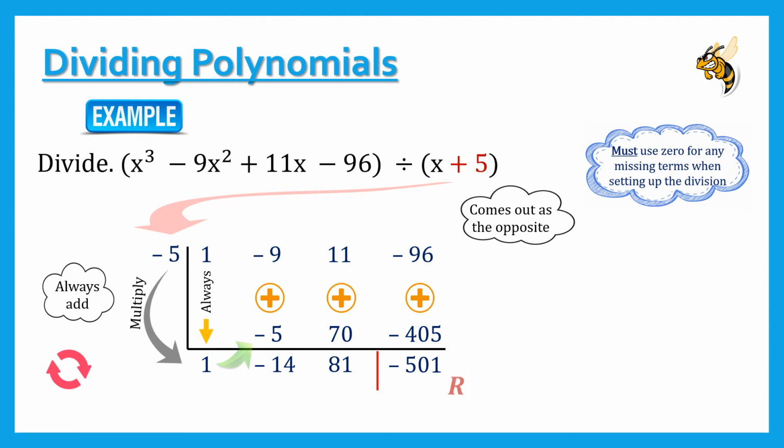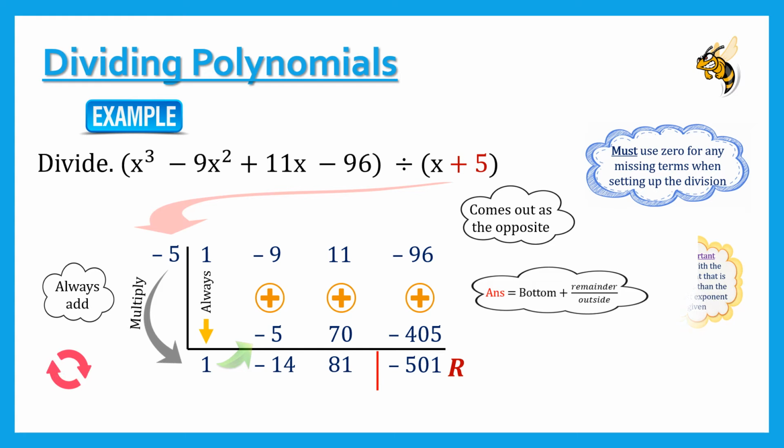Your last number will always be your remainder. And when we're setting up the answer, it's going to be the bottom plus the remainder over what we're dividing by, which is the outside. That negative 5 represents, the outside represents the x plus 5. So it's going to be over x plus 5.